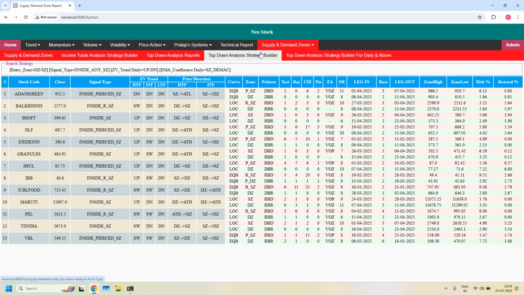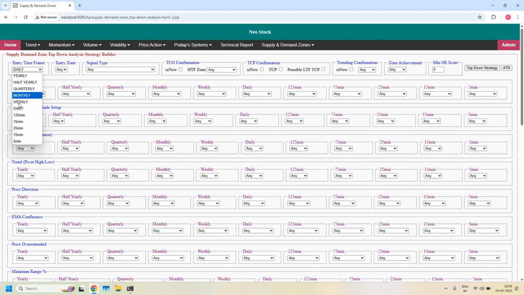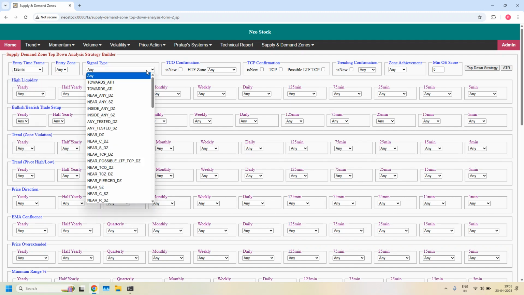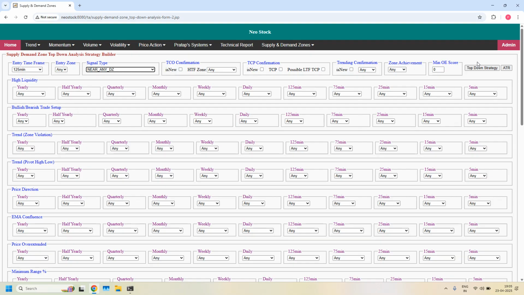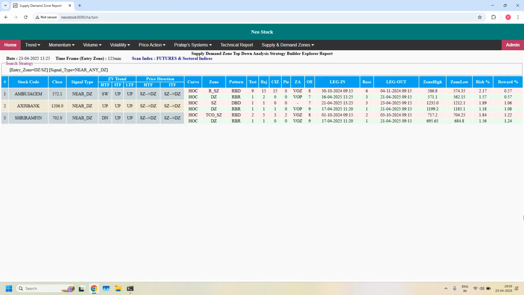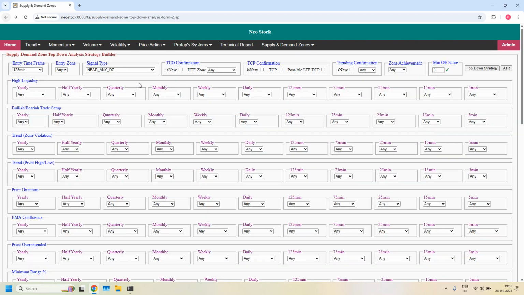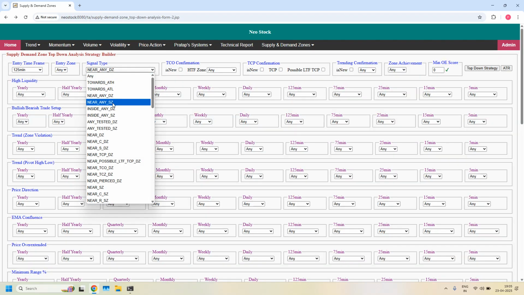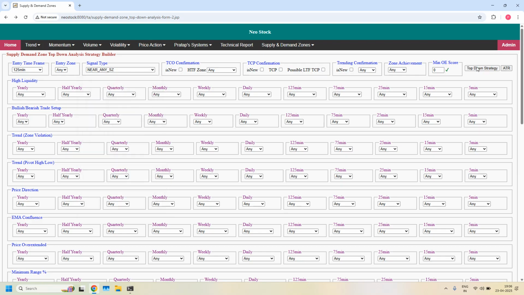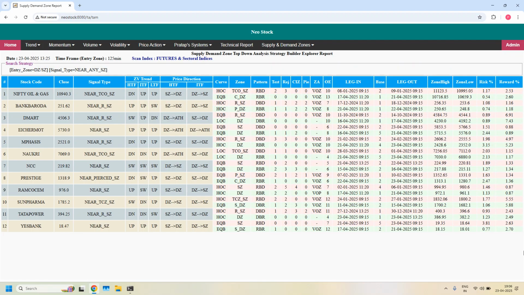Next time frame is 125 minutes. Stocks near the 125 minutes demand zone. We got 3 stocks. Next, stocks near the 125 minutes supply zone. We got 12 stocks.